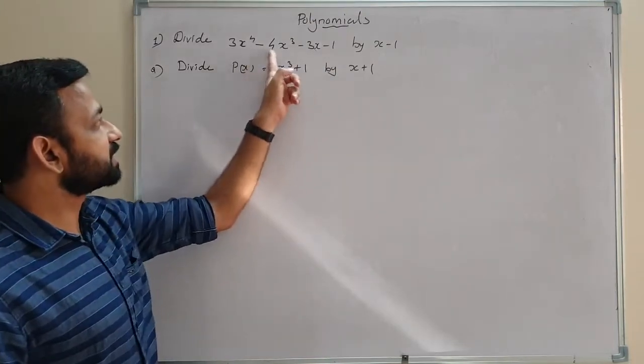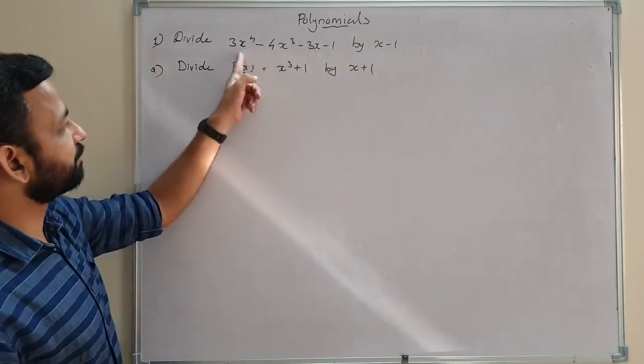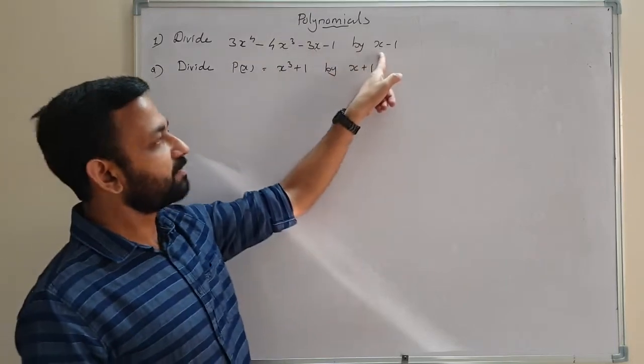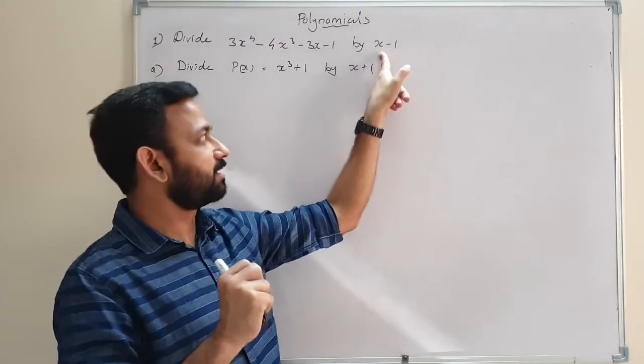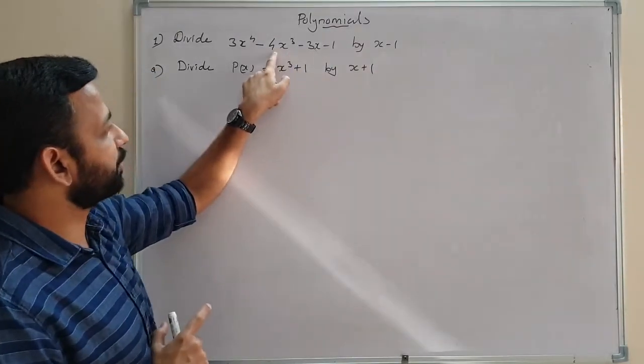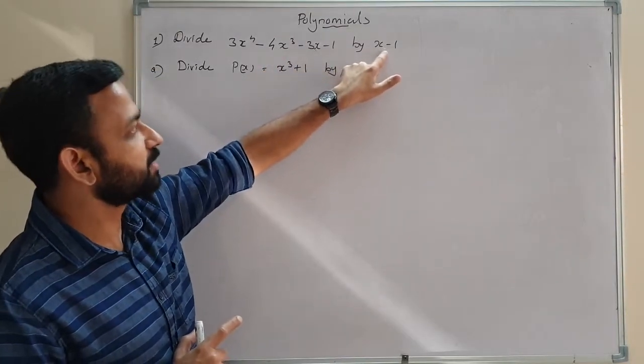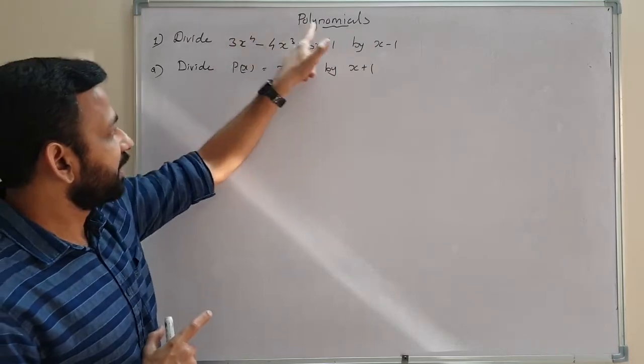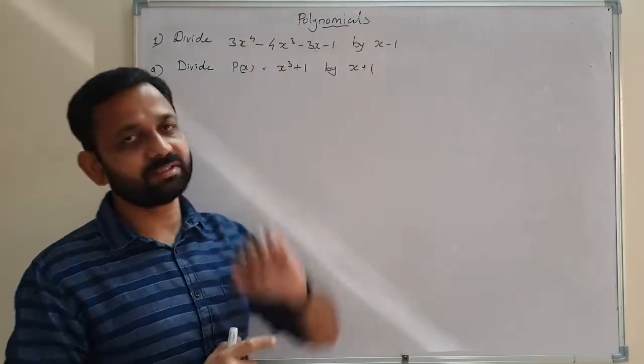So here the first polynomial is a polynomial of degree 4, and the second one is a polynomial of degree 1. The second one is a linear polynomial. So when we divide this polynomial by x minus 1, this is the dividend and this is the divisor.